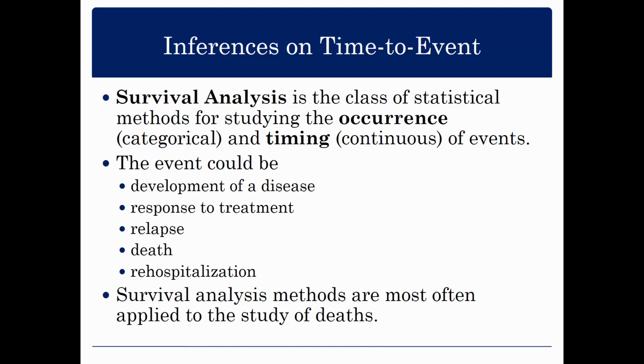So the event really could be anything where you're interested in both whether or not it occurs and the timing of its occurrence. So that could be the development of a disease. And that would, again, be a question in perhaps like a cohort study, where you're identifying a cohort of individuals who had an exposure, and you're following out to see whether or not they have the development of a disease. Response to treatment, relapse or progression, death, rehospitalization, any either positive or negative outcome that's of interest to you, where it's important to not only know whether or not it occurs, but kind of when it's occurring over time.